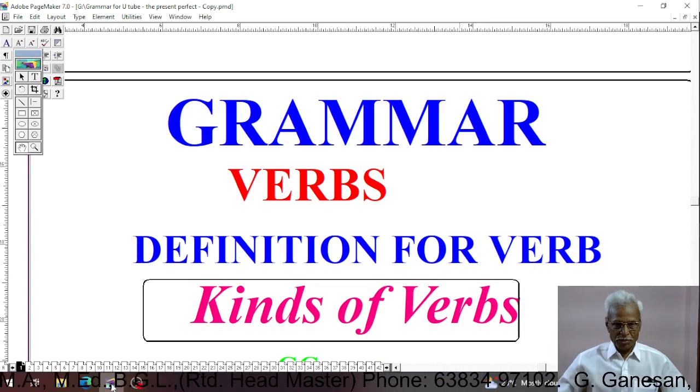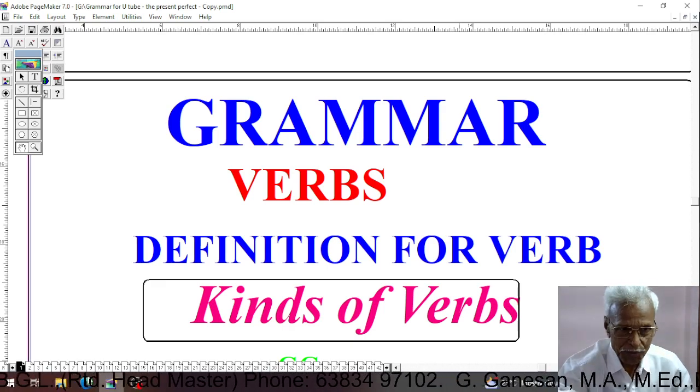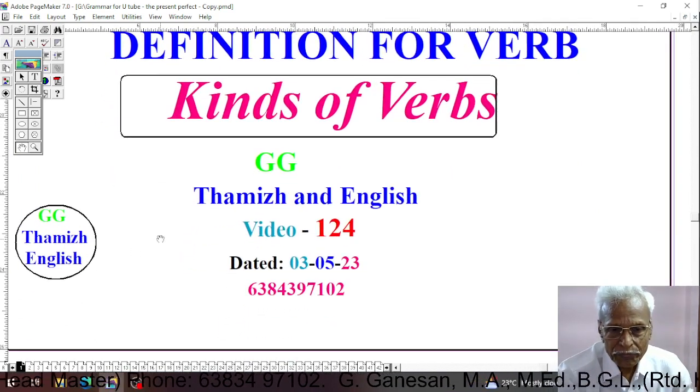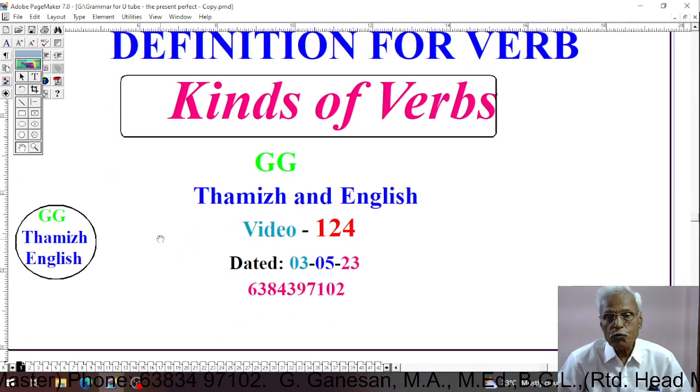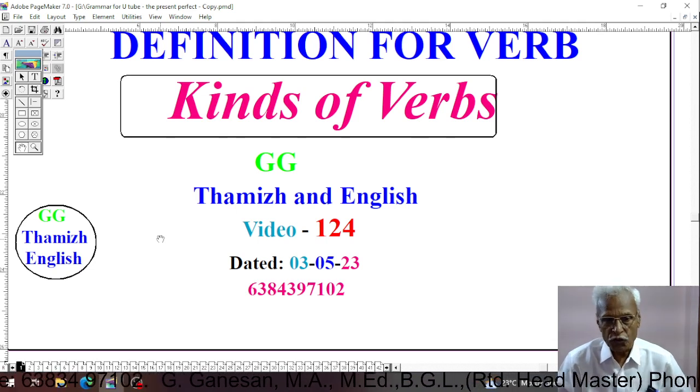Grammar, verbs, definition of verb. What is verb? Then kinds of verbs. All these things we are going to see here.